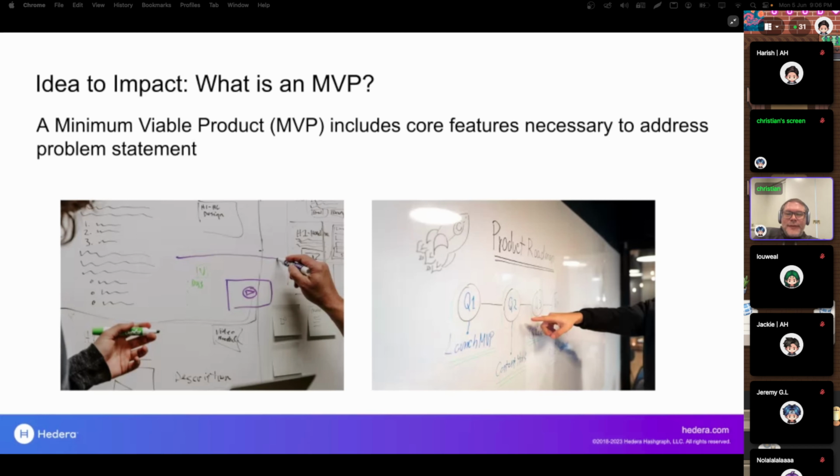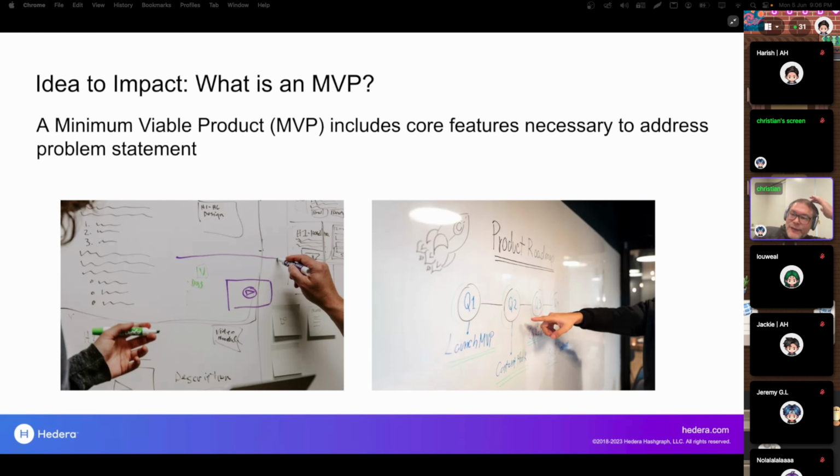Okay, MVP. This stands for a minimum viable product. And this comes from a book called The Lean Startup. And the idea of this methodology is that you build something that is the bare minimum of scope necessary to address your problem statement. And you build it very quickly, and then you ship it very quickly, and then you start to get feedback on it.